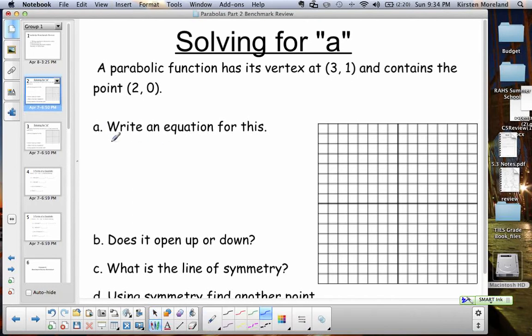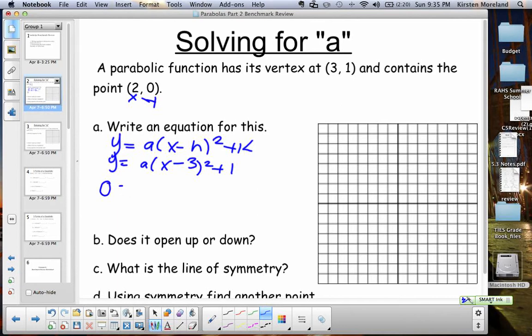So first, to write your equation, you're going to start with the generic y = a(x - h)^2 + k. And then you're going to start filling in what you know. So I know that the vertex is at (3, 1), so it went right 3, up 1. And then I'm going to take it one step further and plug in what I know x and y are, because they tell me the other point is (2, 0). So I'm going to replace y with 0. I'm going to replace x with 2.